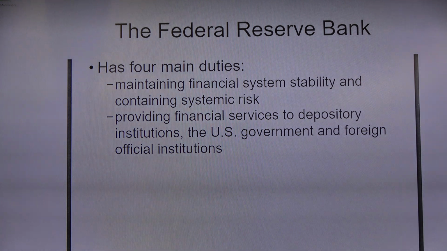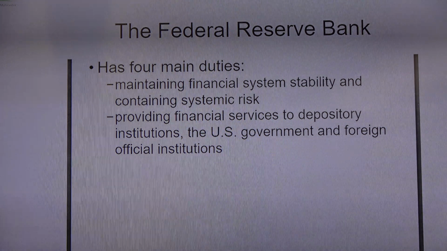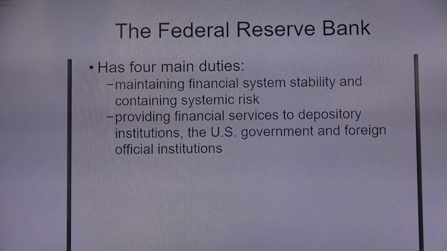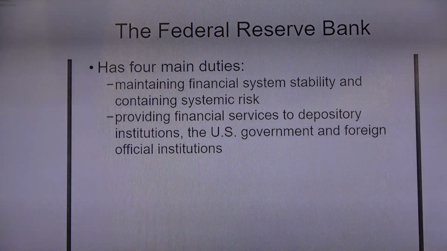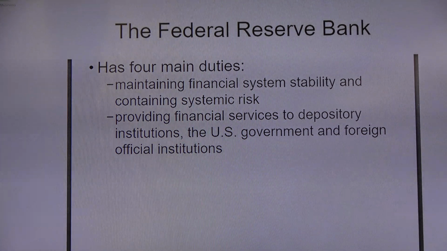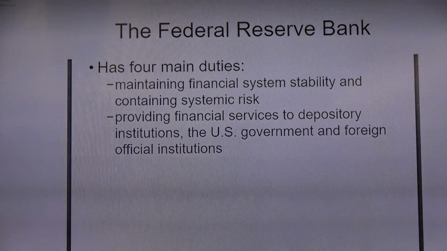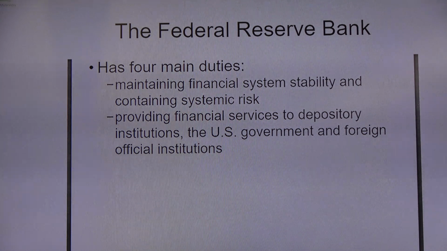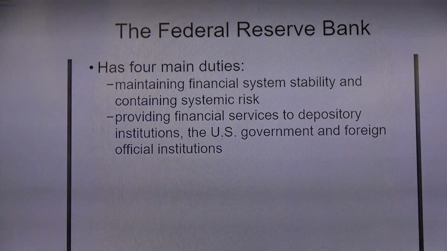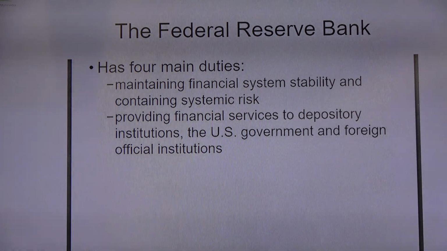So the Federal Reserve Bank has four main duties. They maintain financial system stability and contain systemic risk. They provide financial services to depository institutions, the U.S. government, and foreign official institutions. So when the bank takes in too much money, they ship it off to the Fed. When they need more money to operate, they order it from the Fed. So all the banks in our area would order from the Dallas Fed, and they would ship it because sometimes they can only keep so much money in their vault. That's a regulation. So when they have too much, then they ship it to the Federal Reserve Bank.